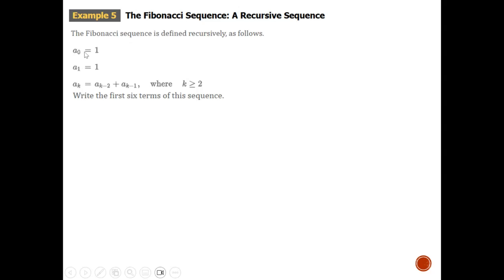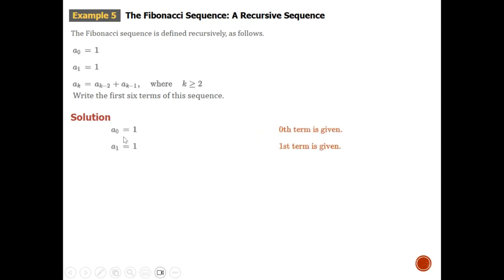So this is a formula. A0 is equal to 1. A1 is equal to 1. AK is equal to AK minus 2 plus AK minus 1, where K has to be more than or equal to 2. We want to write the first 6 terms of the sequence.